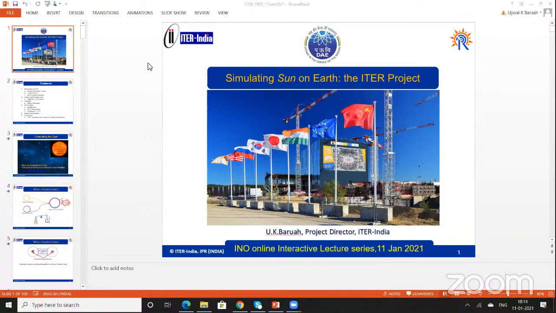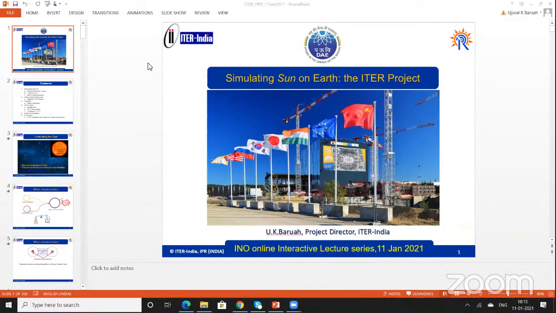To talk to you about this challenging project, we have Mr. Ujjwal Baruah, project director of ITER-India, from the Institute for Plasma Research, Gandhinagar. ITER-India is the agency responsible for implementing Indian contributions to ITER. Mr. Baruah has a master's in electrical engineering from IIT Madras, and his research interests are in high power neutral beam systems, electrical power converters, and high and ultra high voltage systems used for heating and current drive systems in fusion research.